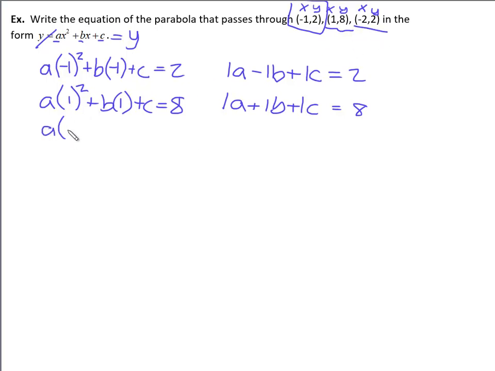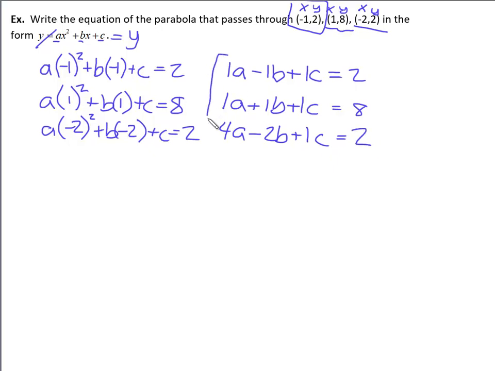And of course, we're going to do the same thing with our last one. Now I'm substituting in -2 for x. So a times -2 squared plus b times -2 plus c, and we're going to substitute in +2 for y. Okay, so -2 squared is +4a. -2 times b is -2b. And 1c equals 2. And so here is my system of equations I want to solve for. We need to find the values of a, b, and c to write our equation.